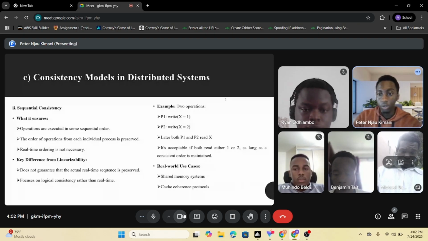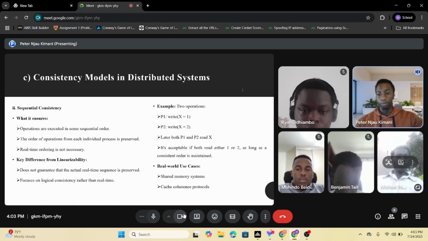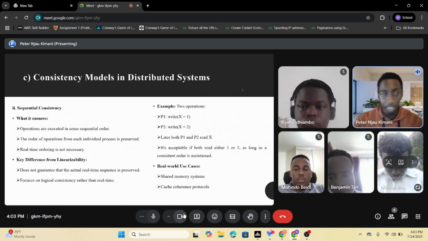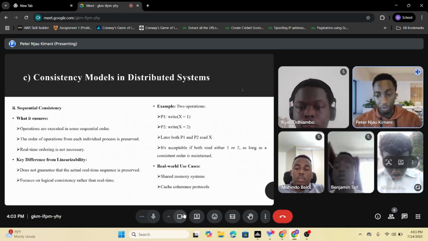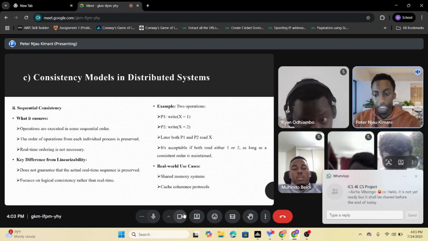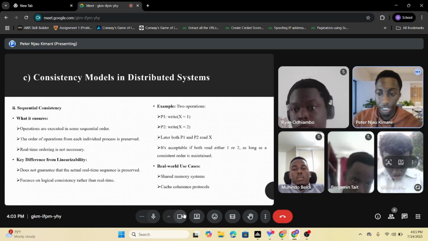rather than real time. So, for example, if P1 writes x equals 1 and process 2 writes x equals 2, we can still deduce that P1 and P2 will still read different values of x, but it's still acceptable as long as a consistent order is maintained, we can differentiate which is for process 1 and which is for process 2. So a real world use case of this would be shared memory systems and cache coherence protocols.